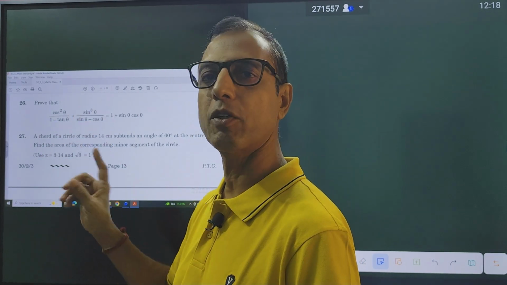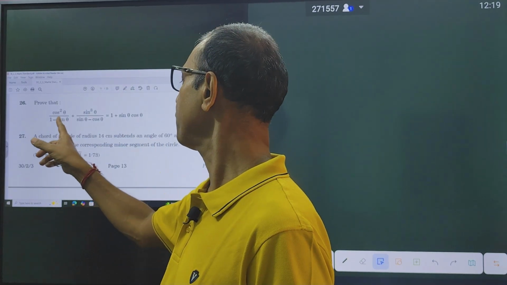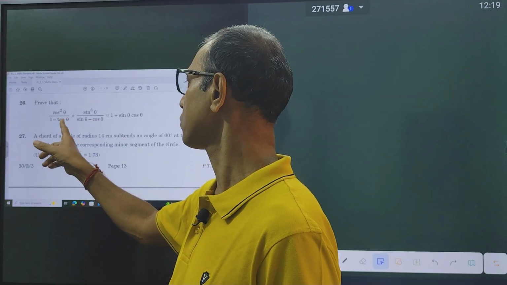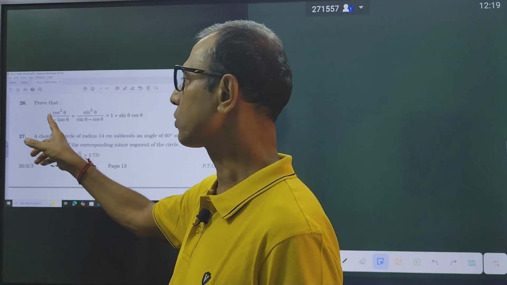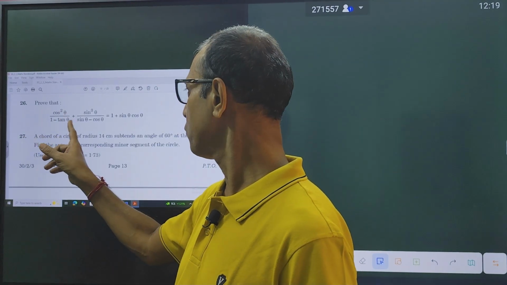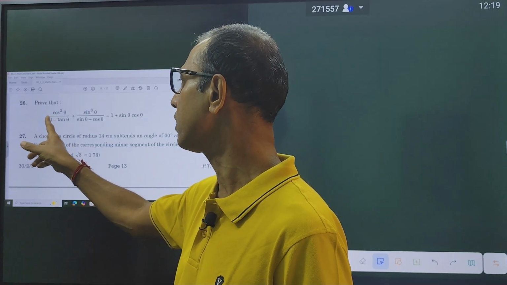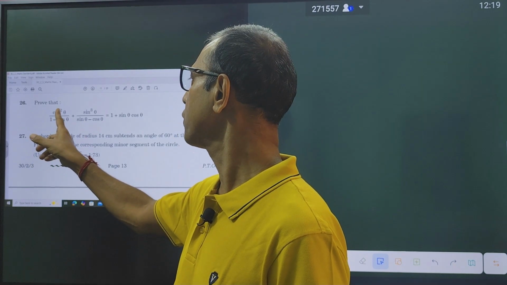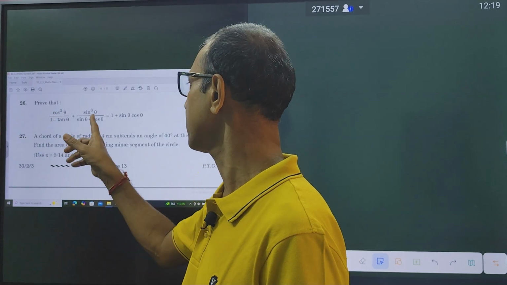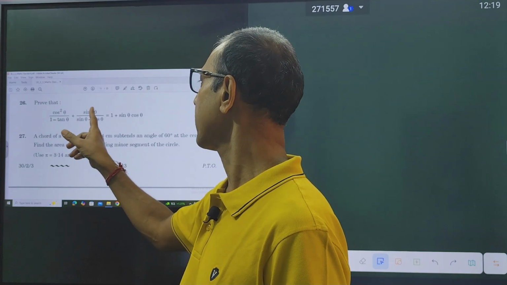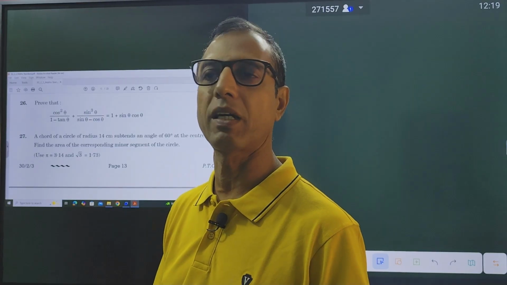Because the entire problem is about sin theta cos theta, and the right hand side also you need to prove in sin theta cos theta. So if you break this tan theta into sin theta by cos theta, what will happen? Cos cube theta by cos theta minus sin theta. Here also the denominator is sin theta minus cos theta. So if you take minus common here, then what will happen? Minus of cos cube theta by sin theta minus cos theta. So basically the left hand side will be sin cube theta by sin theta minus cos theta minus cos cube theta by sin theta minus cos theta.